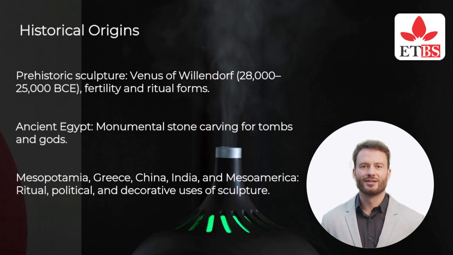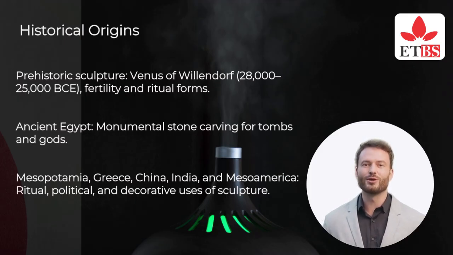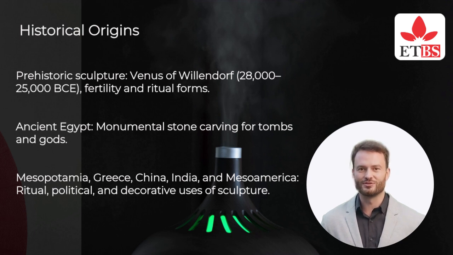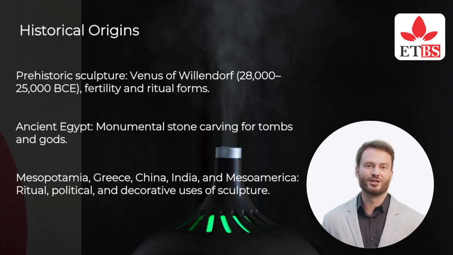Historical origins. Prehistoric sculpture: the Venus of Willendorf, 28,000 to 25,000 BCE, fertility and ritual forms. Ancient Egypt: monumental stone carving for tombs and gods. Mesopotamia, Greece, China, India, and Mesoamerica: ritual, political, and decorative uses of sculpture. African and Oceanic cultures: spiritual figures, totems, ancestral forms. The transition from symbolic and spiritual to representational and expressive art.